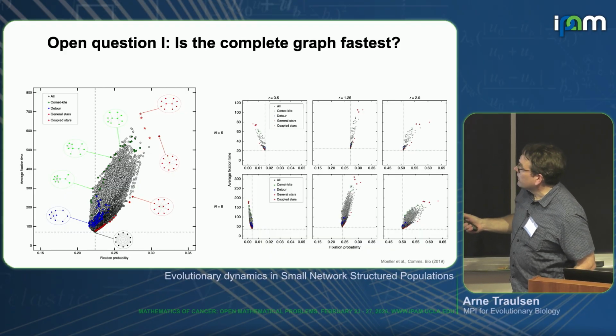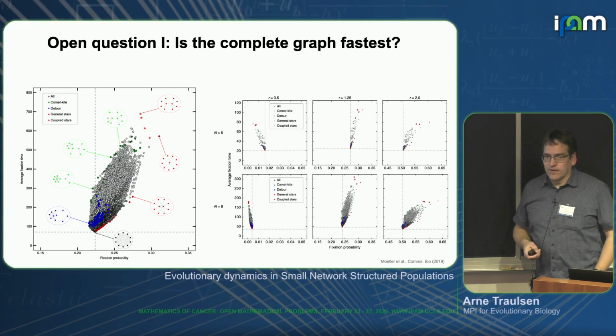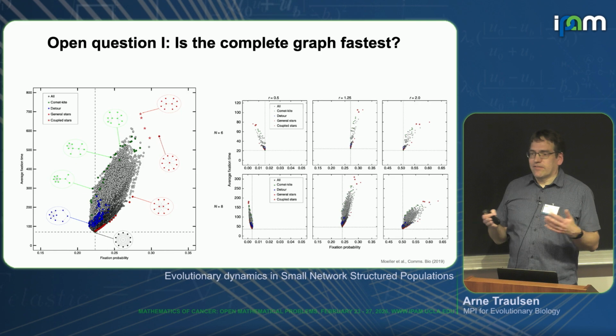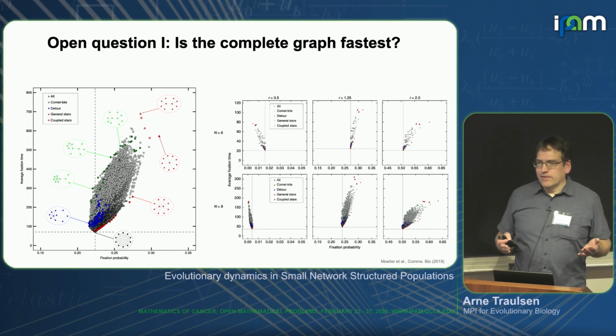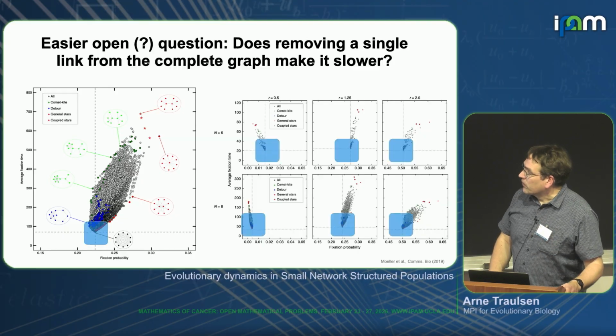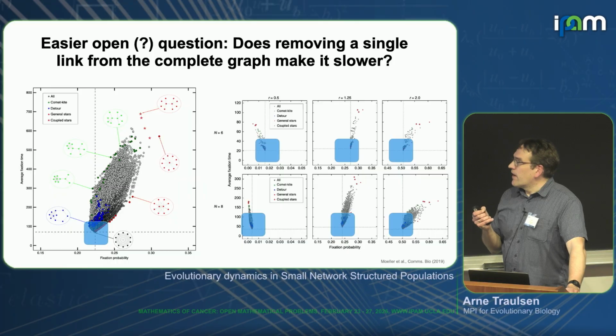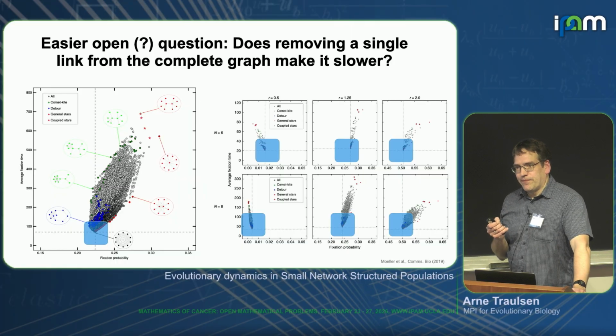Then we can do this for different fitness values. This is size 6. This is size 8. It always looks as if this would be the lowest. And we would like to have a statement on this. But so far, we have failed. Where we made a bit more progress, but I think it's still an open question, is an easier question. Does removing a single link from the complete graph always make it slower?